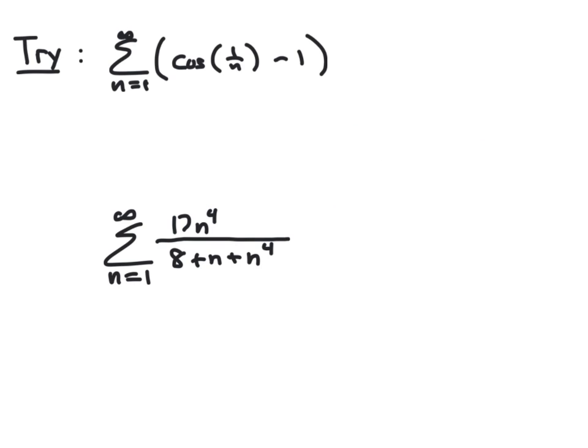If you'd like to try a similar example, you can pause the video and try to apply the divergence test to the series from n equal 1 to infinity of cosine of 1 over n minus 1, and the series from n equal 1 to infinity of 17n to the fourth over 8 plus n to the fourth. You can resume the video, and full solutions to both series will appear in a few seconds.